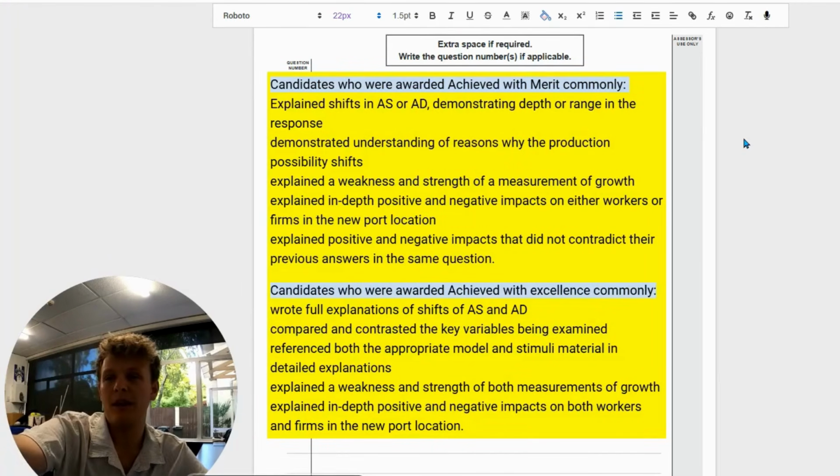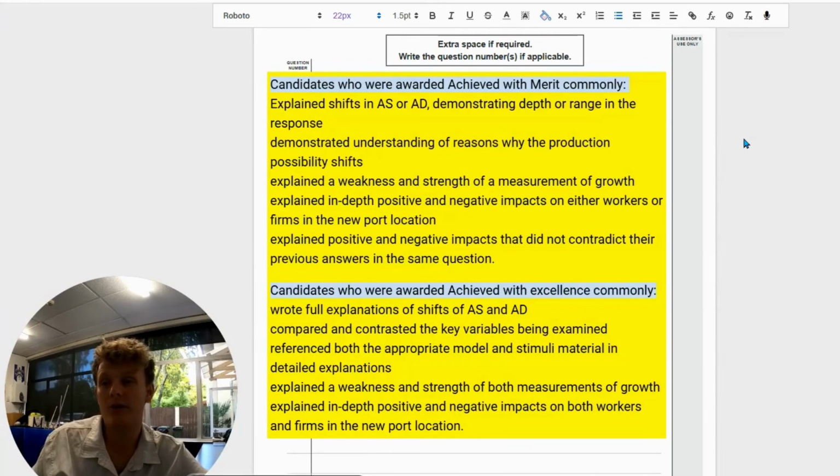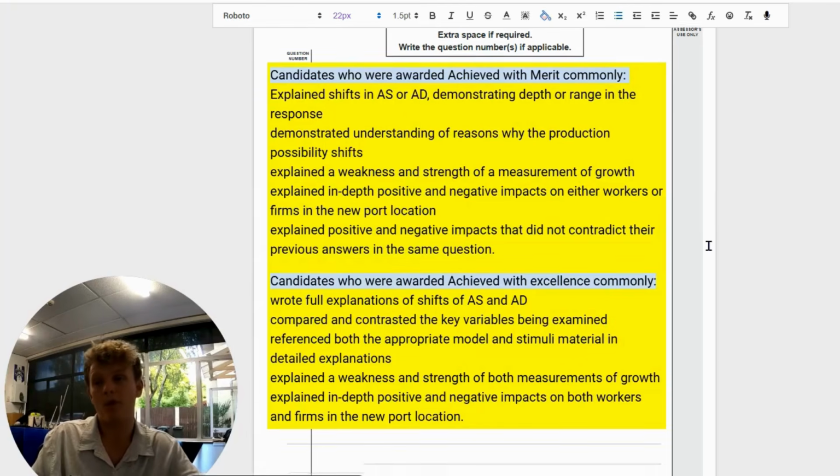Candidates who were awarded excellence wrote full explanations of AS and AD, so that's our 4 Cs. Compared and contrasted key variables being examined, so bigger than, smaller than, greater than, less than. Reference both the appropriate model and stimuli material in the detailed explanations. So reference that context, talk about that graph. Explain the weakness and the strength of both measurements of economic growth. Explaining positive and negative impacts on both workers and firms in the new port location.